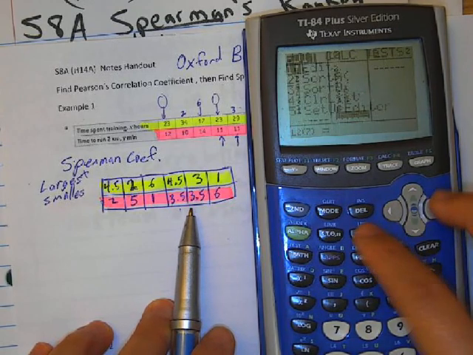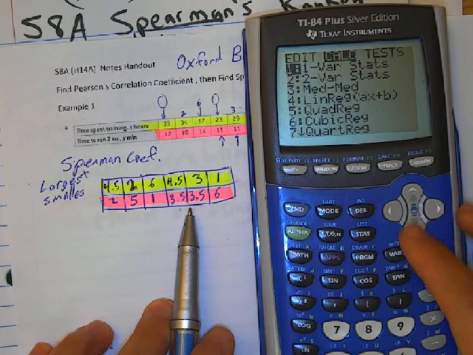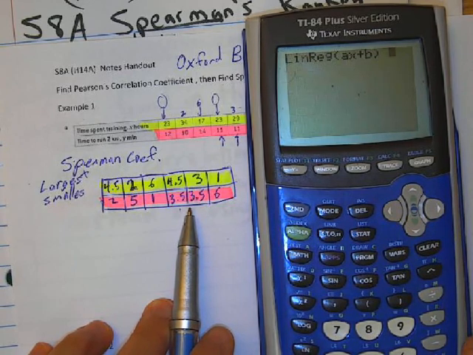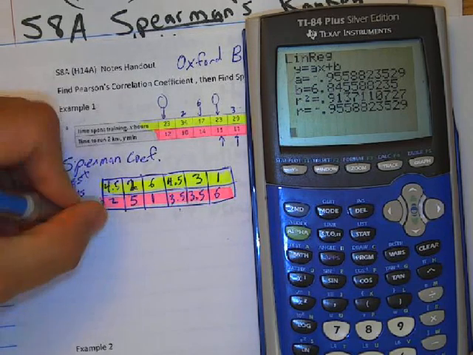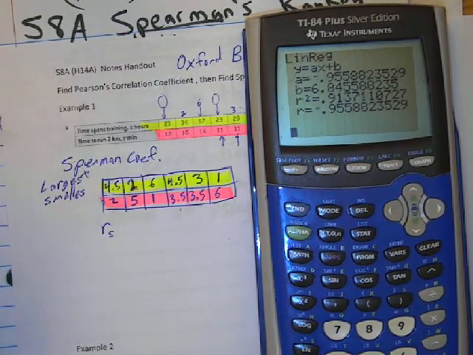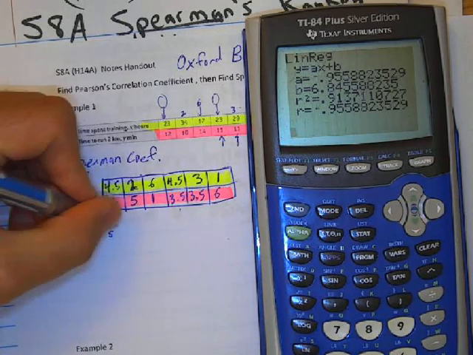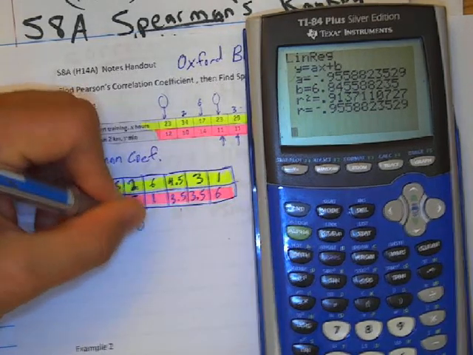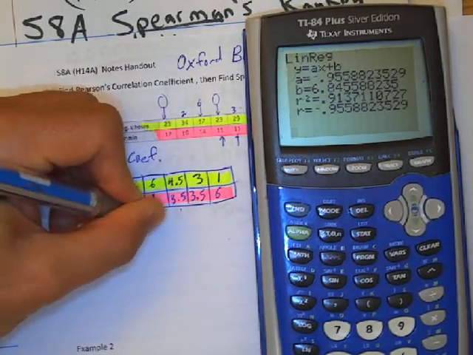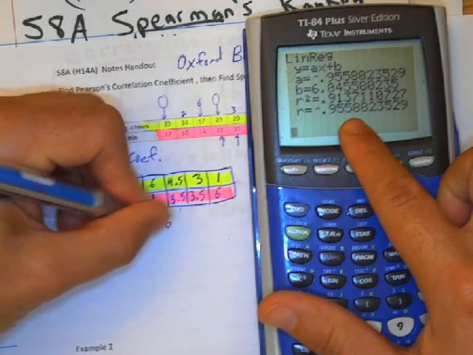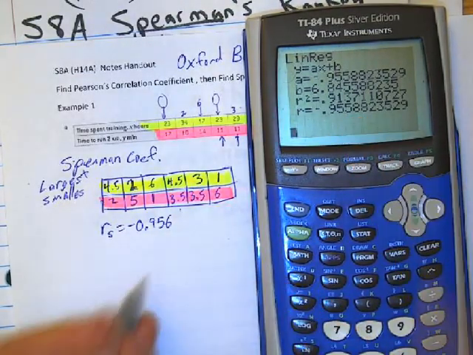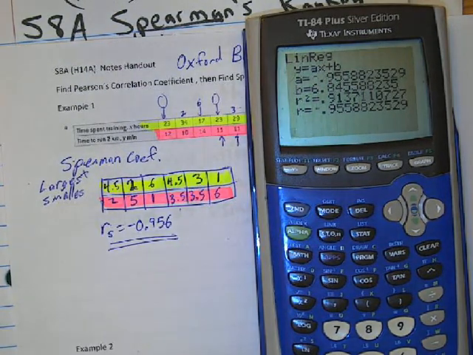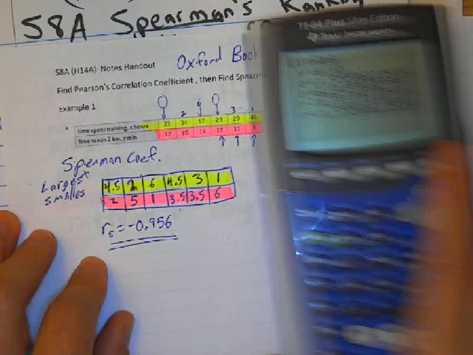Then I go to stat, arrow over to calc, arrow down to linear regression, enter, and now the r value, which we put the subscript s on because it's Spearman, is equal to negative 0.95, and we round this up to 96 because that's an 8. You will find this is the same as in the book on page 384.